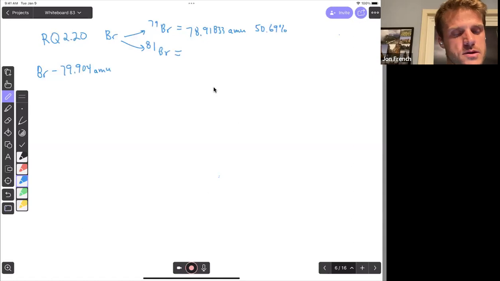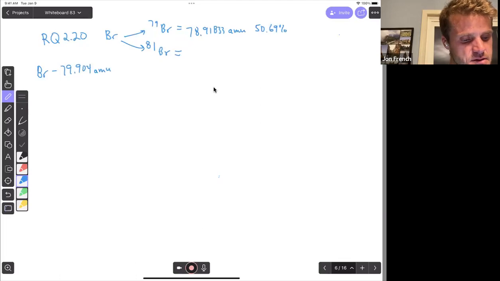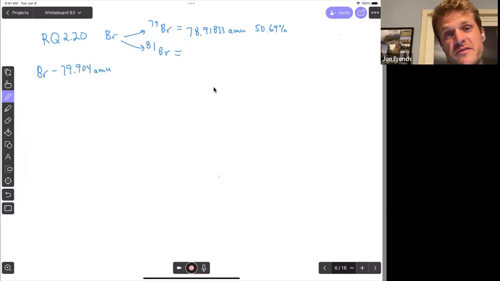So to solve this question, they tell us they want to know the exact mass of the second isotope, bromine 81. And they tell us in this problem that of these two isotopes, bromine 79 has this weight, 78.91833, and this abundance, about 50.69%. We're looking for this right here, the mass of this unknown isotope.